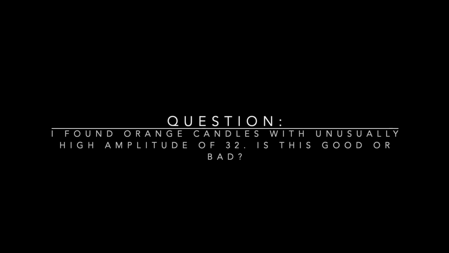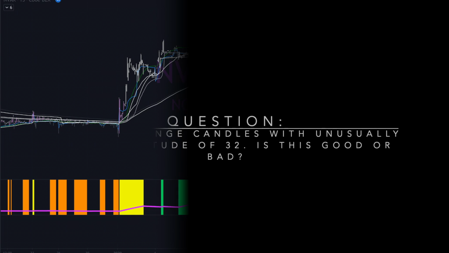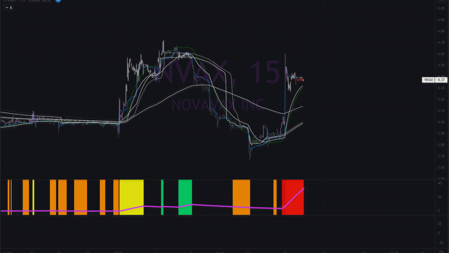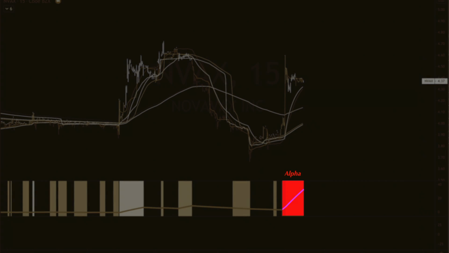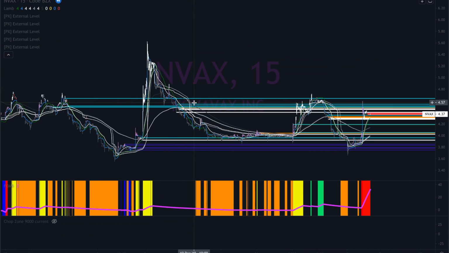Question. I found orange candles with unusually high amplitude of 32. Is this good or bad? Notice how amplitude accelerates from 3 to 32 in a very short period. This is due to the area in red, identified as alpha. I will cover alpha in depth in the next video.